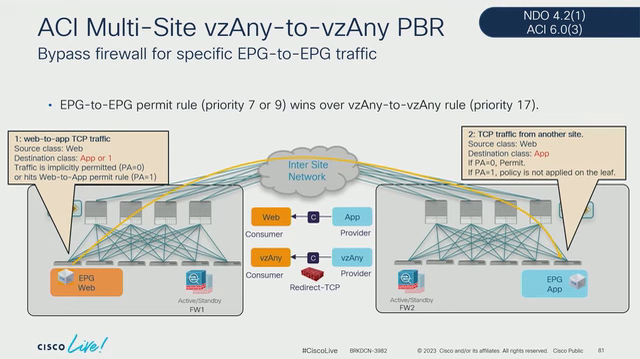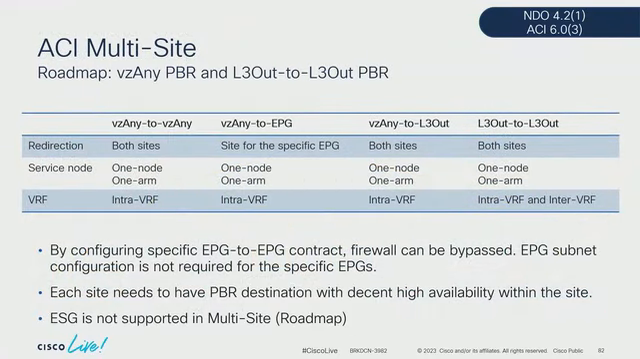And I just want to point out that there is no need for consumer EPG subnet configuration for both VXLAN to VXLAN and the specific EPG to EPG permit. So you can do an app-centric approach thanks to this VXLAN PBR finally. And it will be available in a couple of months. And this is actually the last slide.